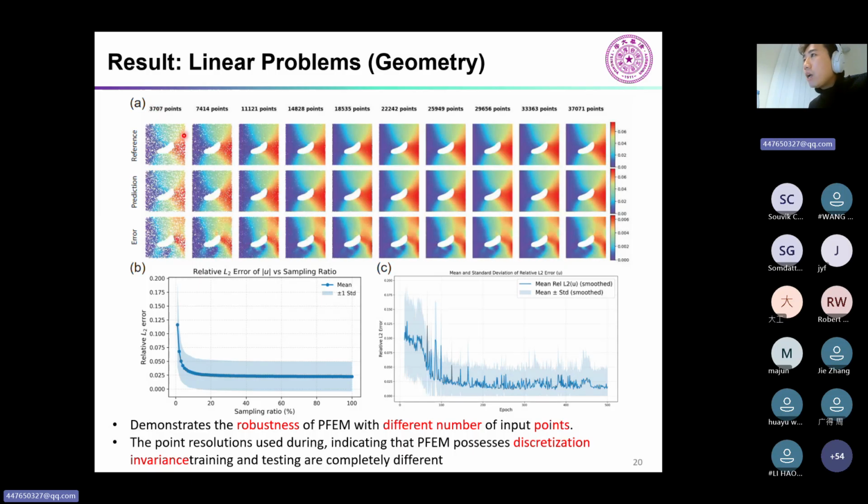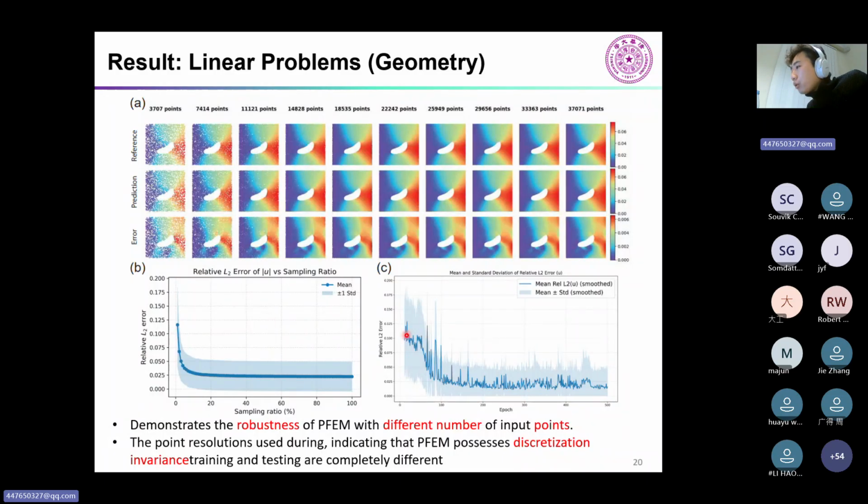It's over 10%. As you can see, the prediction is almost the same as the reference, so it is very robust. Even if we only use 1%, you can see the relative error is only maybe 11%. Only 1% is maybe 370 points. There are very few points in this correction. As you can see, it's very robust.